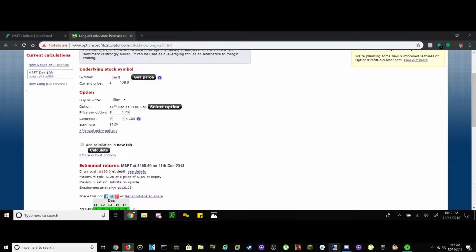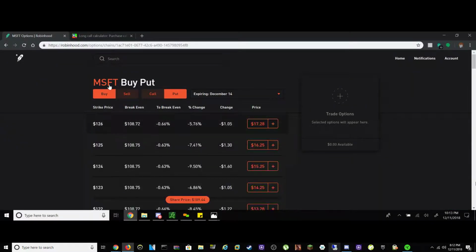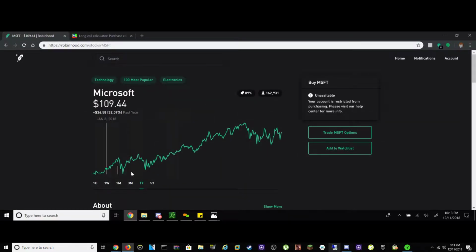I got a couple more questions. So how far back do you read charts to determine whether to buy a call or a put? I like to look at the whole year first. Let me go back to Microsoft. I like to look at the whole year just to see how volatile the stock is. This one obviously is not that volatile.